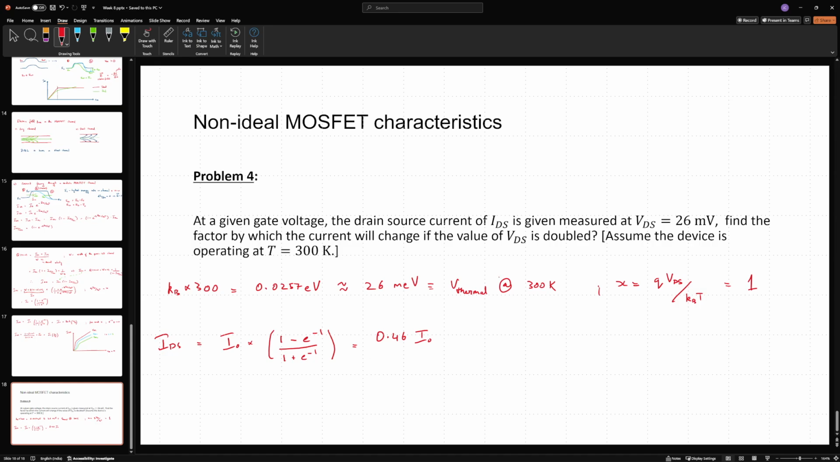Now the question is, by what factor will the current change if VDS is doubled? If VDS is doubled, then X prime is 2 times QVDS divided by KBT, which is equal to 2. Both of these are at 300 Kelvin; temperature is kept constant. So now IDS in that case is I naught into 1 minus e to the power minus 2 divided by 1 plus e to the power minus 2, and this will come out to be 0.76.